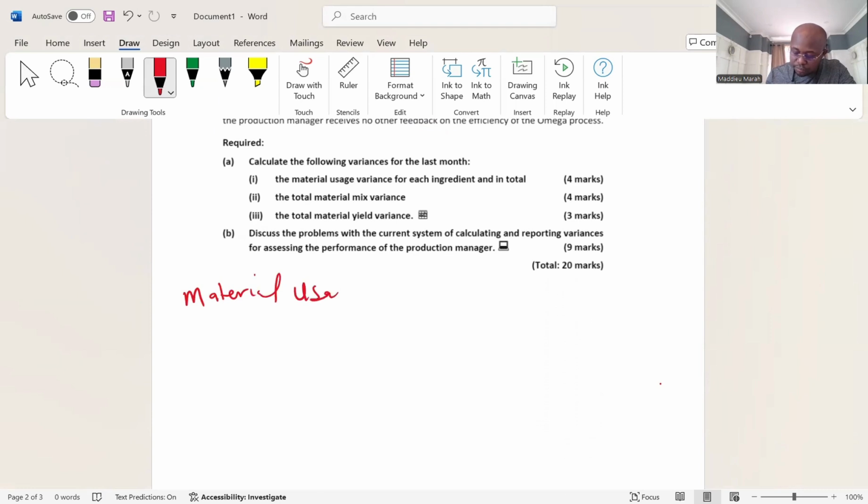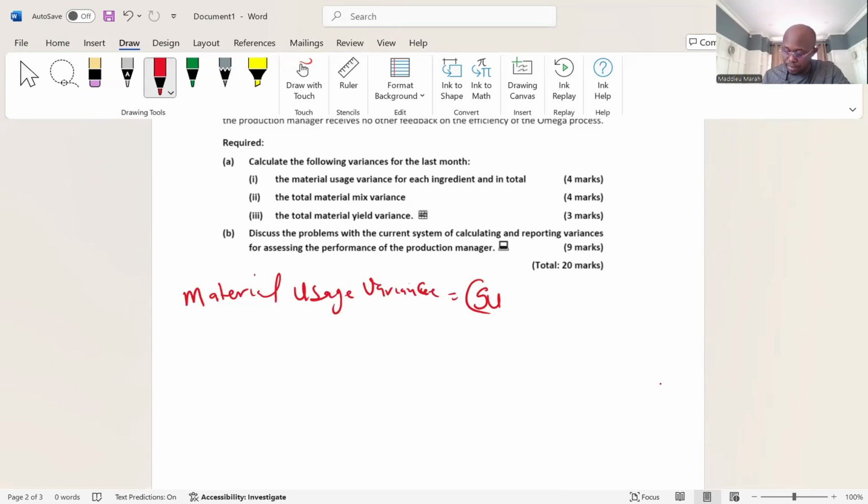Material usage variance. Remember our formula? Variance, we are comparing standard to actual. Our formula will start with standard usage. Remember this formula? Please, for variance, you have to memorize the formula. It will not be given in an examination, so you have to memorize the formula.